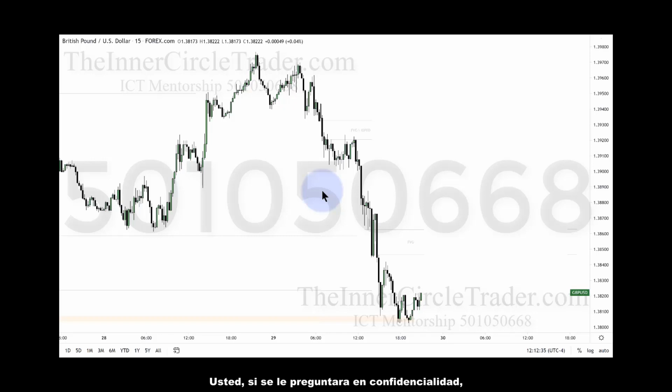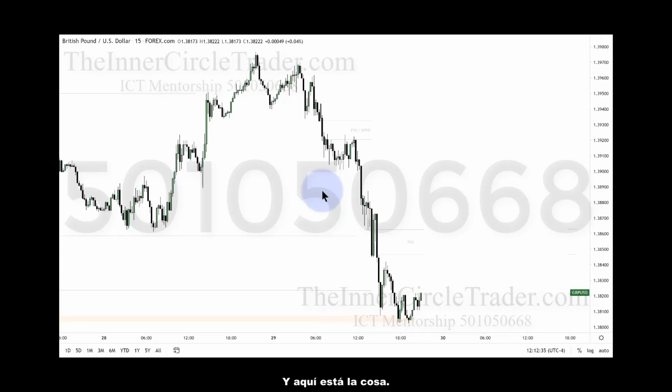If you were asked in confidentiality, you probably would admit that you're impatient. I'm not impatient when it comes to trading. I know what I'm looking for. This is the reason why I'm patient, because I know my binary thought process around all of these concepts because they're mine. I know what I'm looking for. I know when they're likely to form.